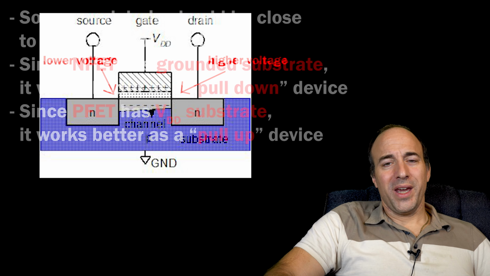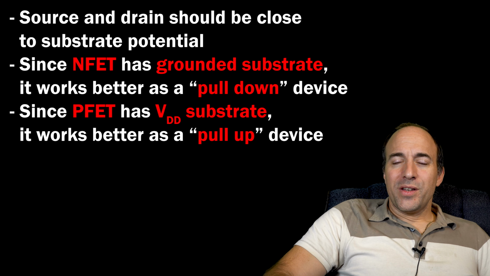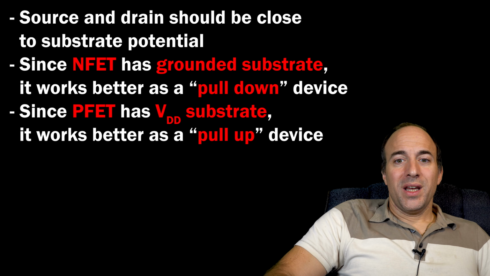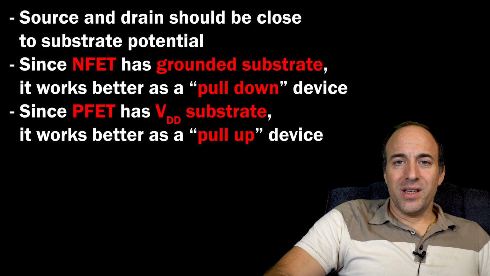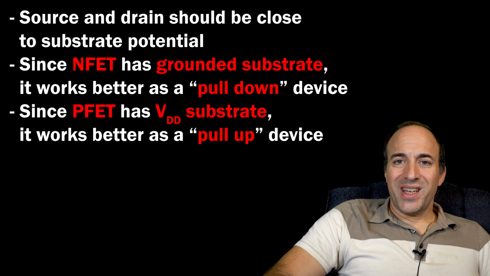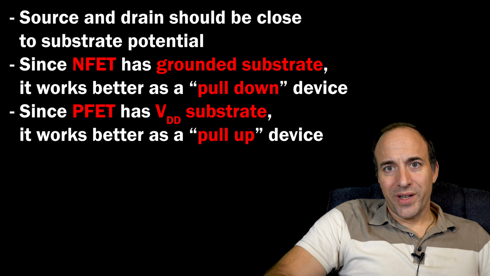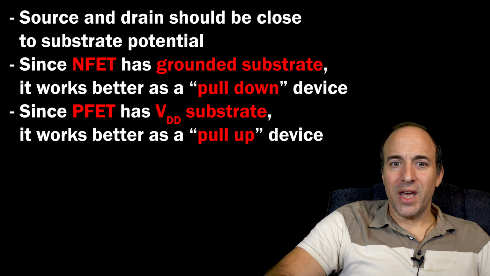So what does this all mean? Well, basically what it means is that an NFET's source and/or drain should be connected to ground, right? So the NMOS is the part of the logic gate that will be connecting the output of the logic gate to ground. This is also called the pull-down network. It pulls the output of the gate down to ground. That's the job of the NFET.